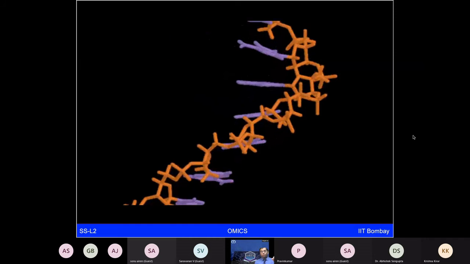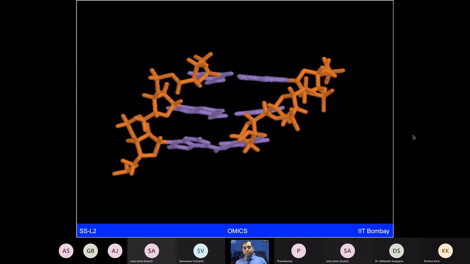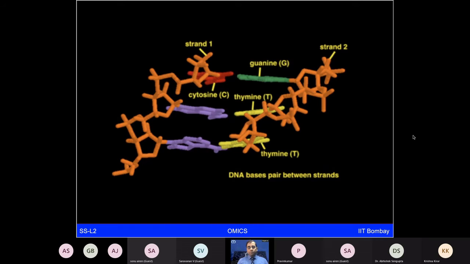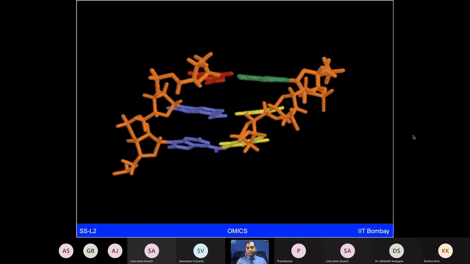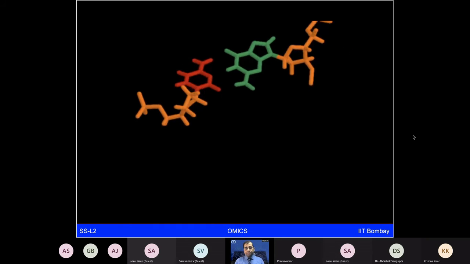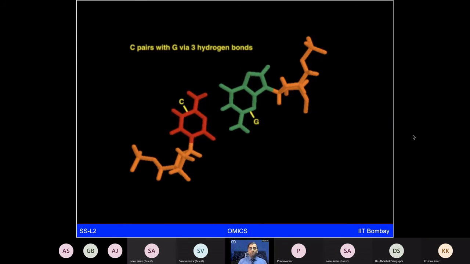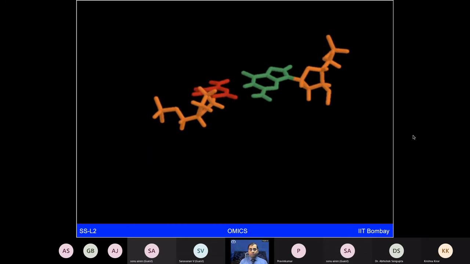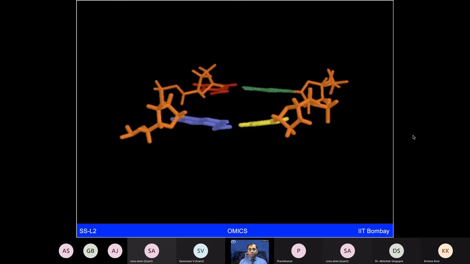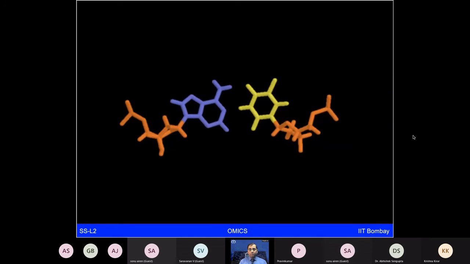In a double helix, each base on one strand is paired to a base on the other strand that lies in the same plane. In these base pairing interactions, guanine always pairs with cytosine and thymine with adenine. A GC pair is stabilized by three hydrogen bonds formed between amino and carbonyl groups that project from the bases. In contrast, an AT pair is stabilized by two hydrogen bonds.